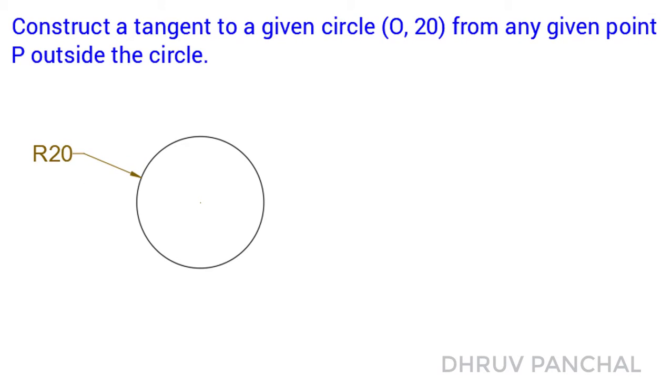Now mark the center point of the circle as well as take any point outside of the circle at any distance. Now name the center point of the circle by point O and name the point outside of the circle by point P. After that, draw a line passing through point O and point P.